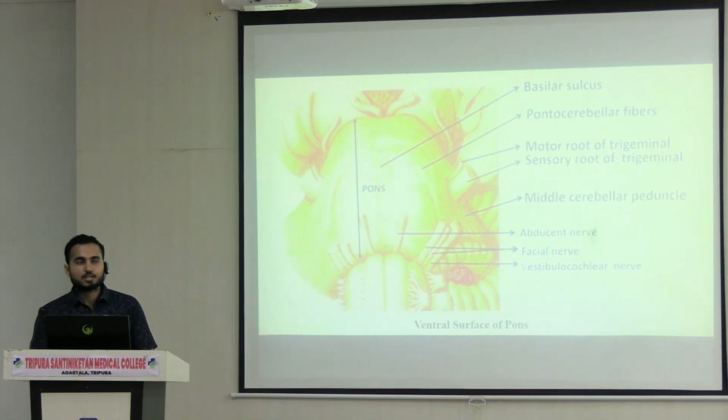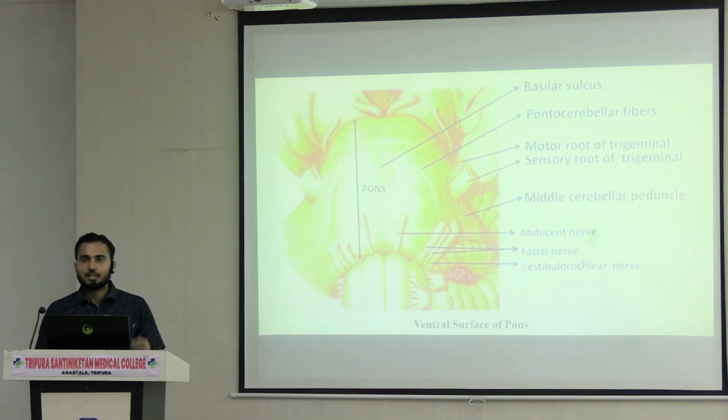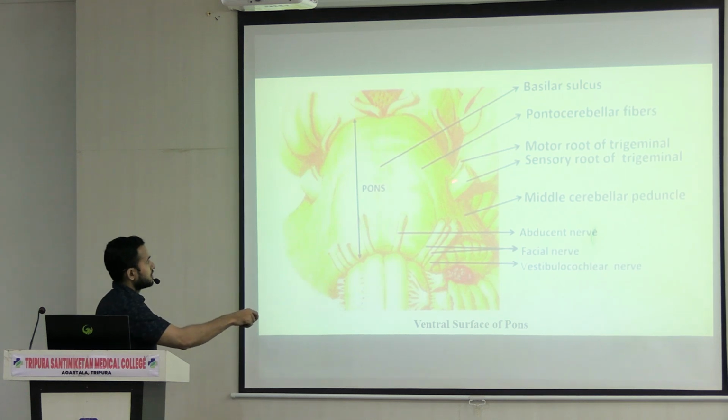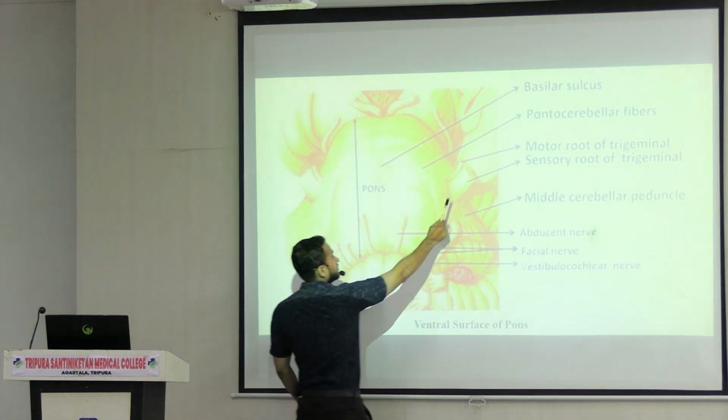Next, can you see the trigeminal nerve over here? On the ventral surface, if you go laterally, you can see the trigeminal nerve arising, having two roots. This is the trigeminal nerve. A large sensory root and a small motor root on both sides, you can see the trigeminal nerve arising. See here.